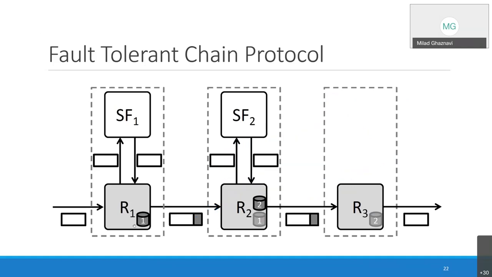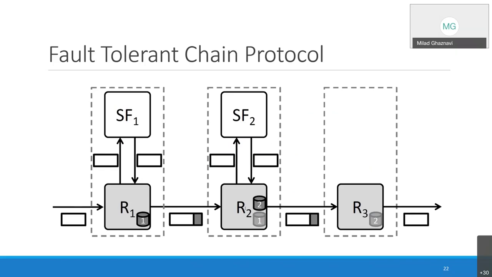So for example, when the first packet comes to our system, the first replica sends it to the first service function and tracks whatever state has been changed due to processing that packet. And when the service function releases the packet, the first replica piggybacks the state changes due to processing that packet onto that packet and releases the packet to the next replica in the chain.